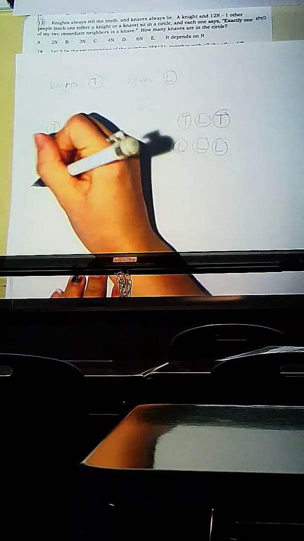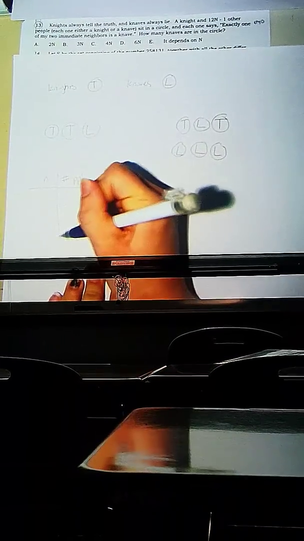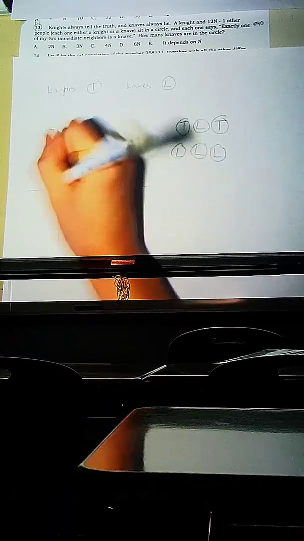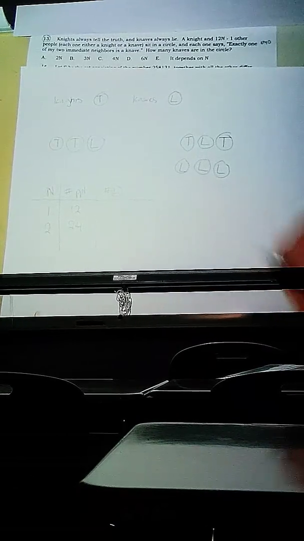So here's my table. If n is 1, then the total number of people will be 12. If n is 2, the total number of people will be 24, and so on. So I decided to start with n equals 1. So there will be 12 people sitting in a circle.